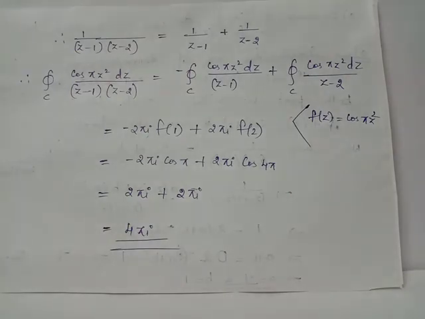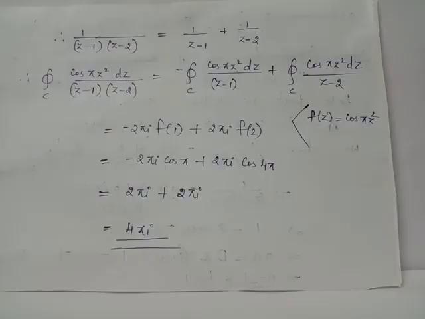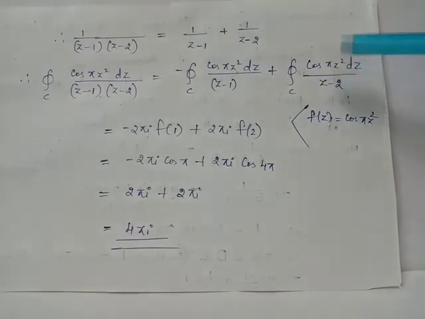We have by Cauchy's integral formula, integral over C of f(z) dz upon (z − a) equals 2πi f(a), where f(z) is an analytic function. Therefore these two integrals can be written like this, that is −2πi f(1) + 2πi f(2), because we already found f(z) = cos(πz²) is an analytic function. When you give z = 1, you obtain cos π, therefore f(1) is cos π. When you give z = 2, you obtain f(2) = cos 4π.